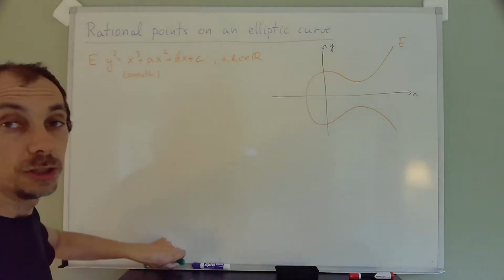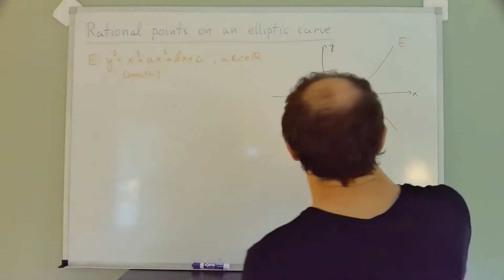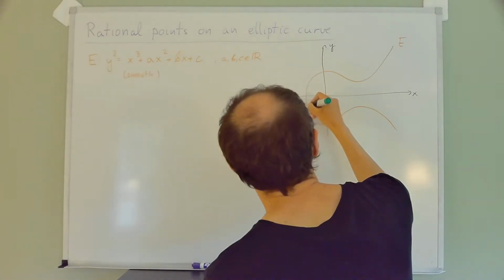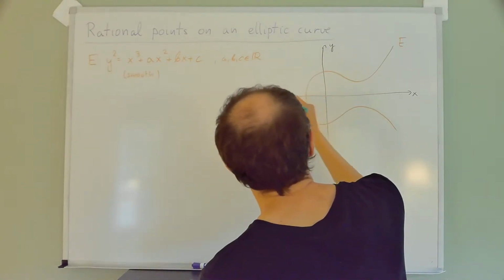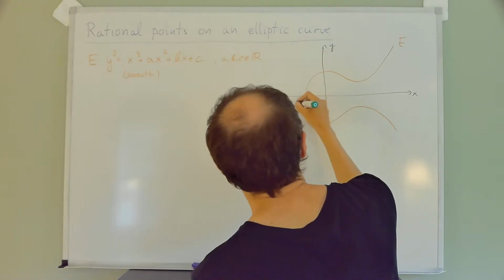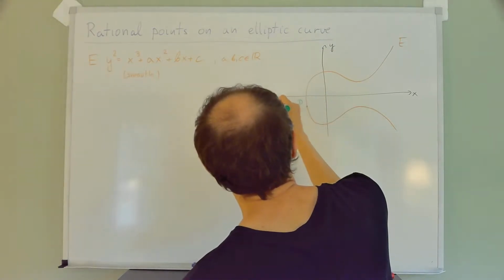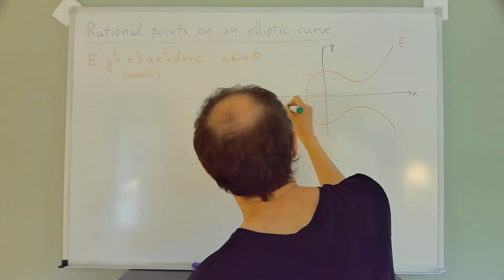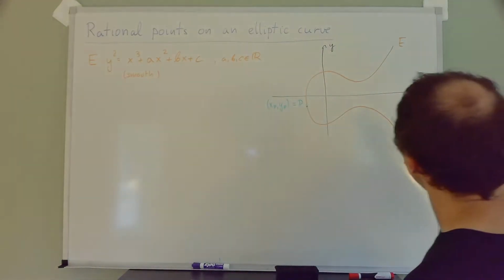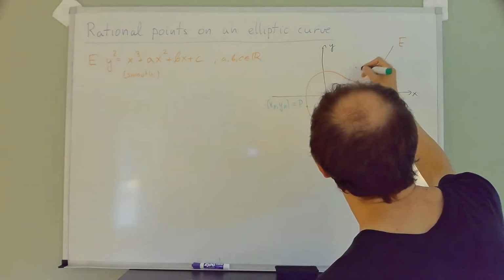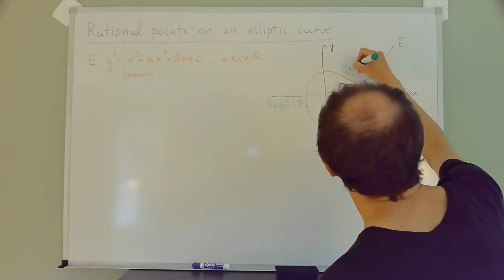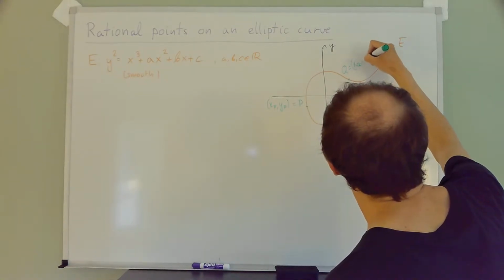And let's take 2 points on it. Let's call them P and Q. So the point P, whose coordinates will be xp, yp. And another point, let's say here, Q. Its coordinates will be xq, yq.